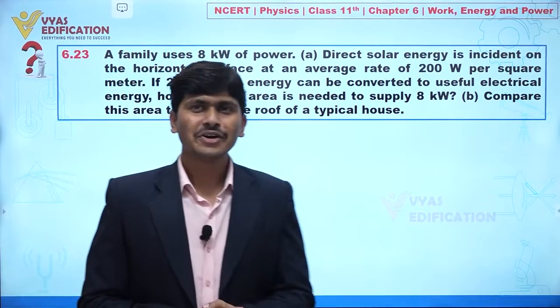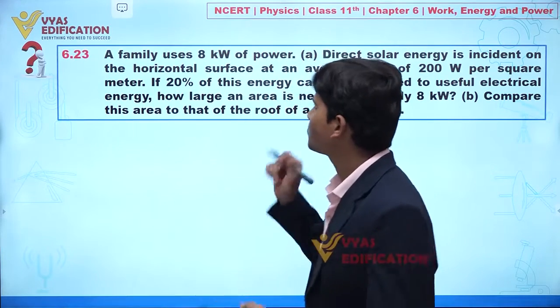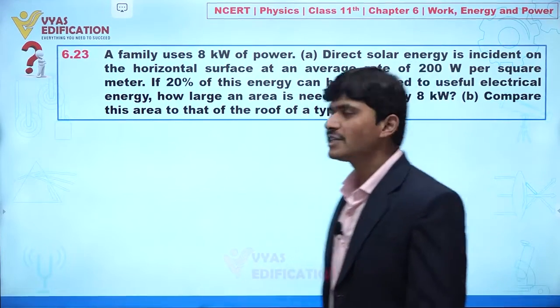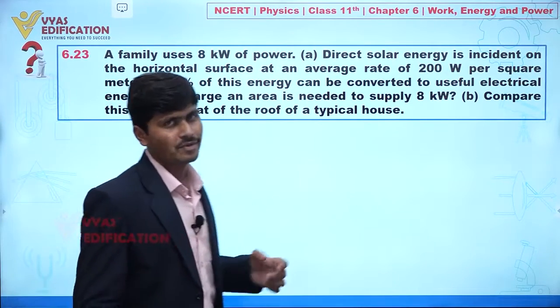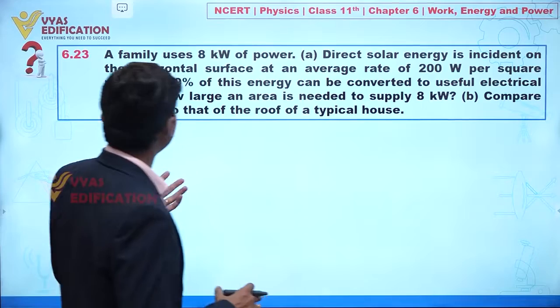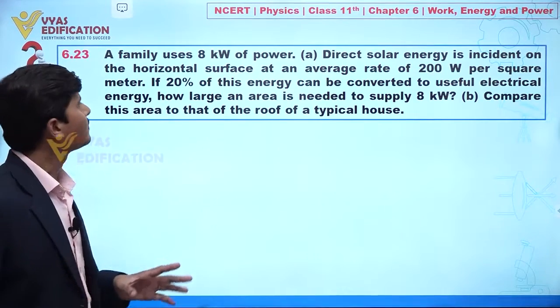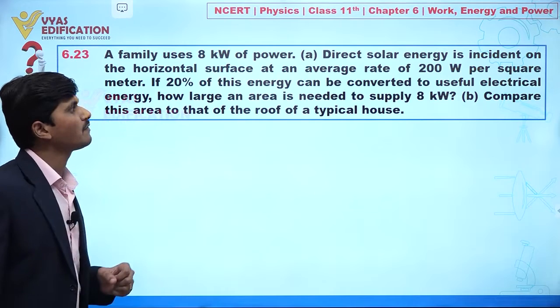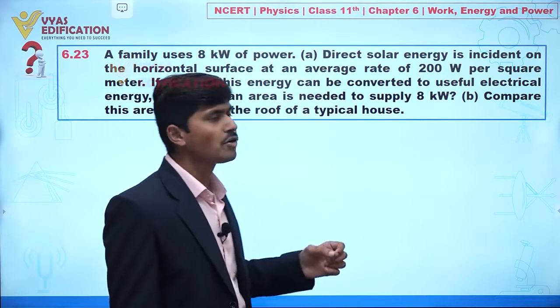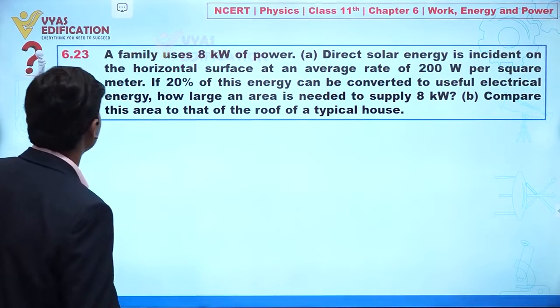Now dear student, we are going to solve question number 6.23. In this question it is given that a family uses 8 kilowatt of power. Direct solar energy is incident on a horizontal surface at an average rate of 200 watt per square meter.